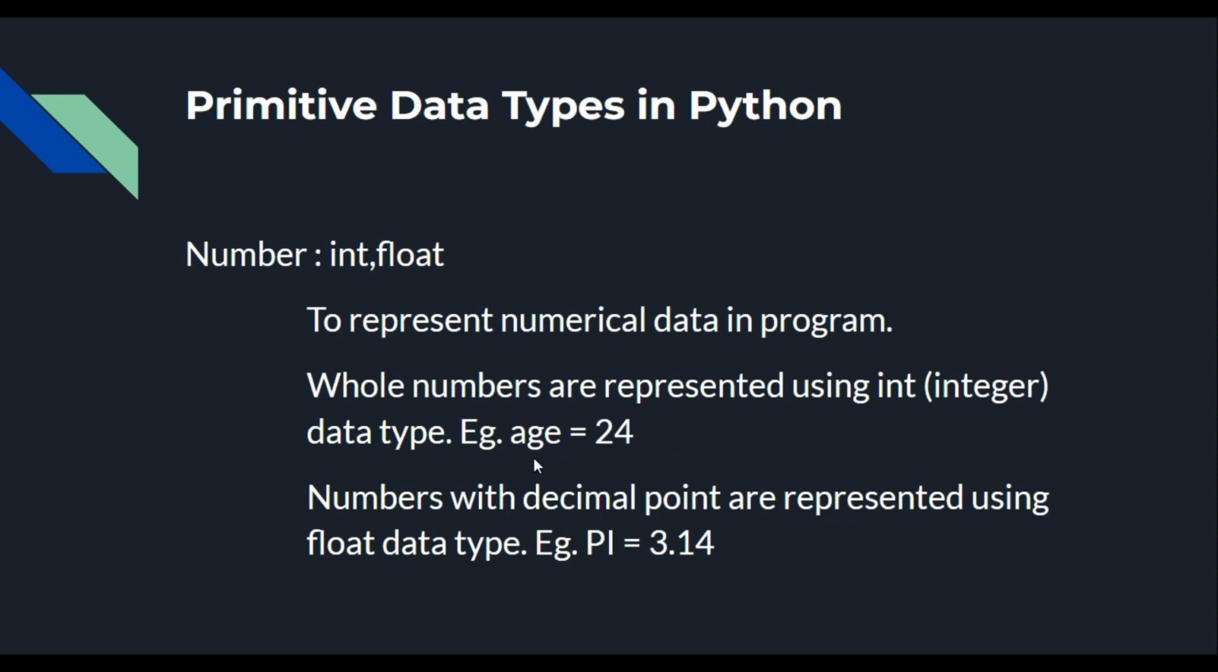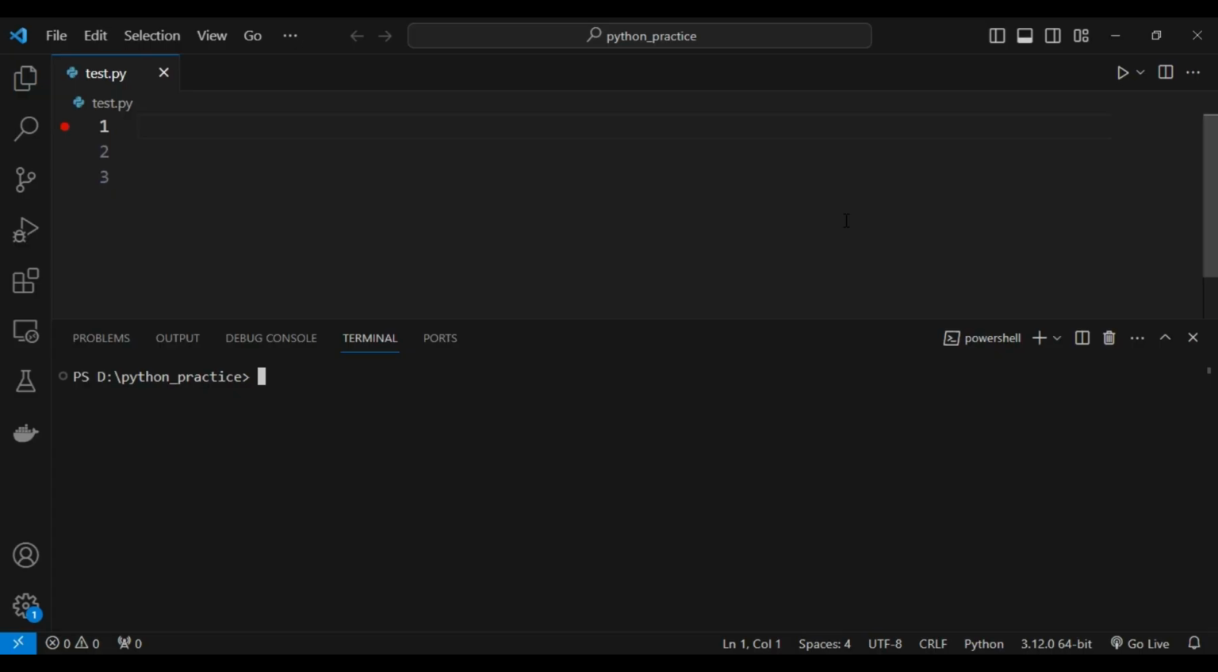If you want to find data type of any entity in Python program, you have to use type function. So we will see that practically later. Then numbers with decimal point are represented using float data type. If your number has decimal point, that number is represented using float data type. So here I have taken pi is equal to 3.14. So this is the float data type variable. So we will see this practically. Now we will see number data type practically.